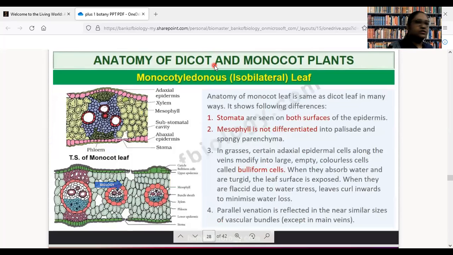Generally, the dicot leaf is dorsiventral and the monocot leaf is isobilateral. You can see the structure of the isobilateral leaf. It is quite simple. No such difference of palisade and spongy parenchyma is there. Stomata are present in both the surfaces. Mesophyll is not differentiated, but they have a specialized structure which is called bulliform cell. You must have noticed that the monocot leaves are quite long and they can bend easily. They don't break. So these bulliform cells are acting as a hinge. You know, doors have hinges.